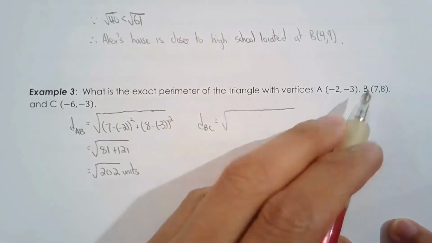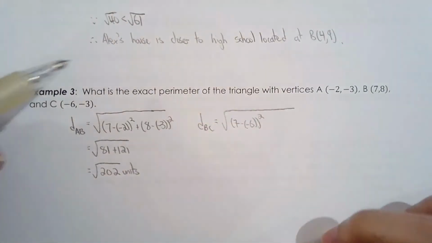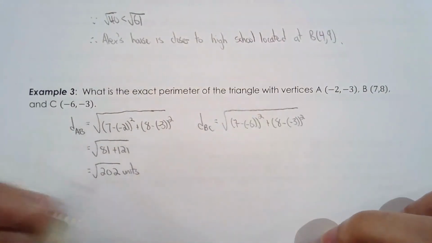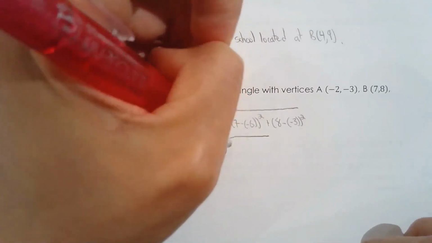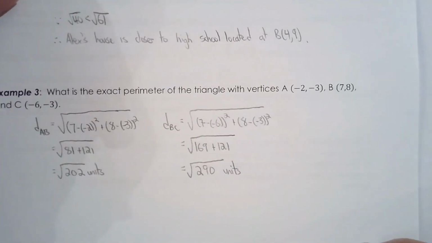All right, BC. So rise. Sorry, I did run actually. Run squared plus rise squared. So it's 8 minus negative 3. Right, 8 minus negative 7. Perfect. Ooh, these are gonna be pretty big. 7 minus negative 6 is 13. 13 squared is 169. 8 minus negative 3 is 11. 11 squared is 121. So this is going to be 290. So square root of 290 units. All right, one more side length and then we're good.